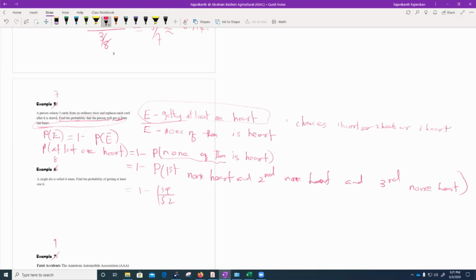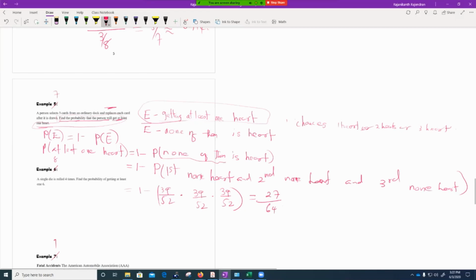Remember, he is replacing all the cards, right? Therefore, it is simply an independent event. So the second time also you will have 39 out of 52, and the third time also 39 out of 52. Okay, then if you simplify this, it is 27 over 64. So changing the problem into the complement is always much easier than dealing directly with the given problem.